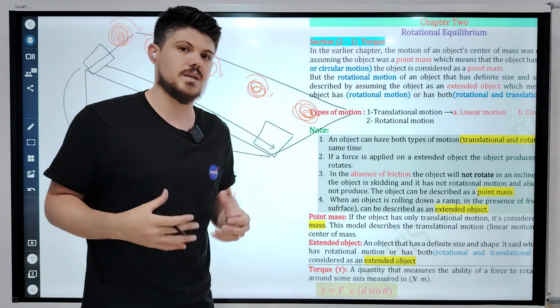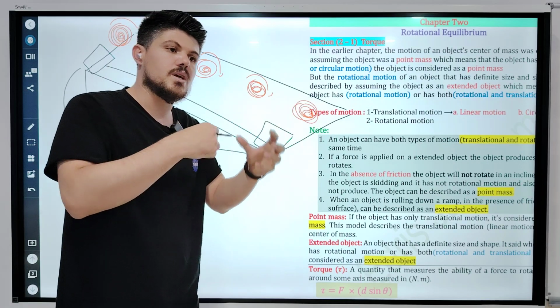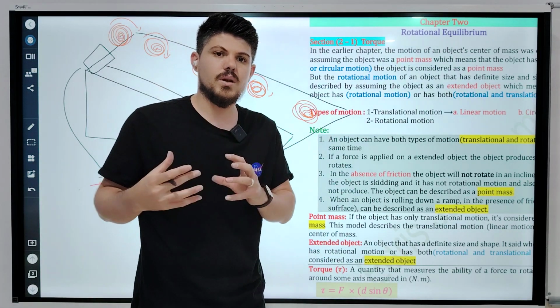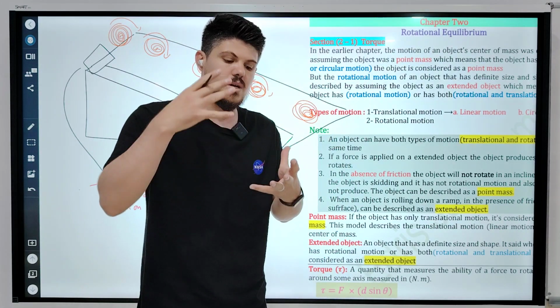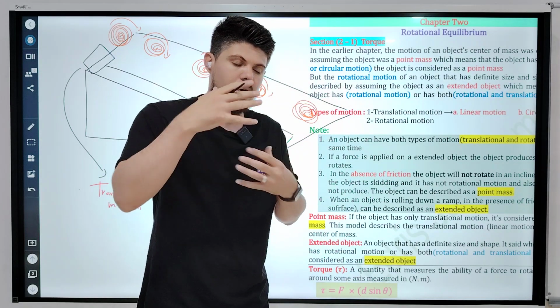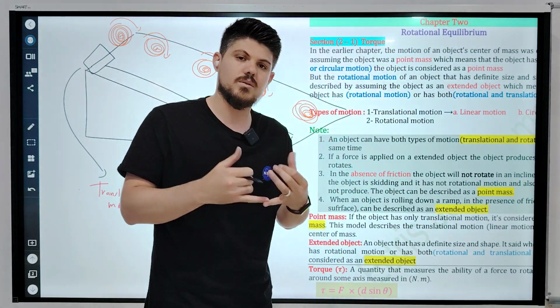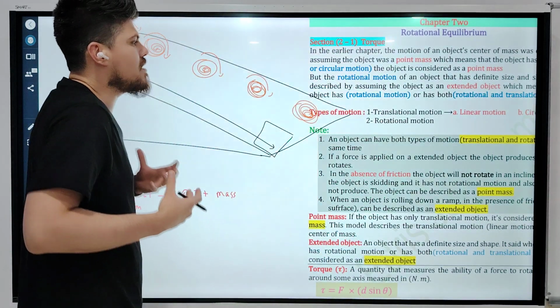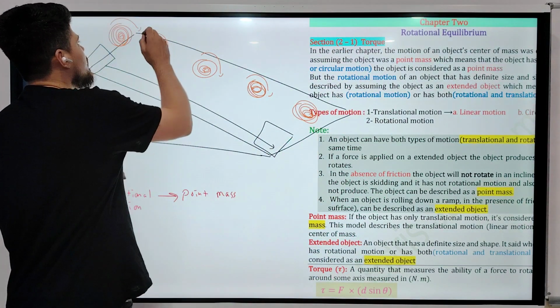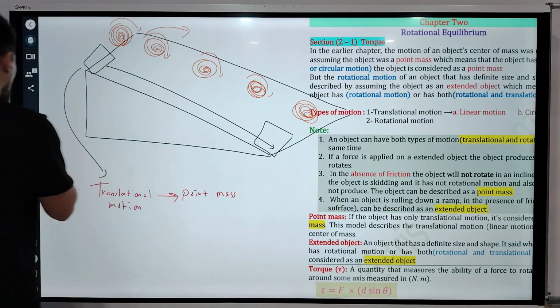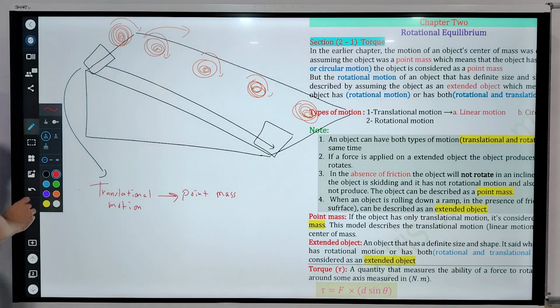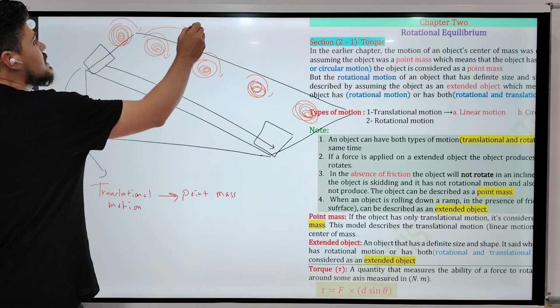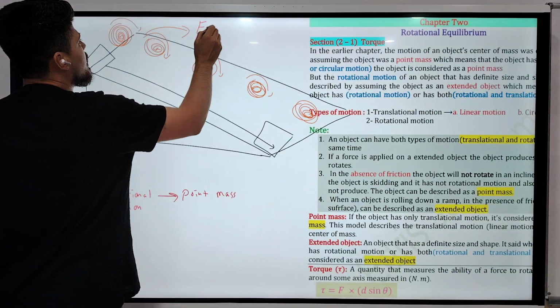So finally, we can see when the bowling ball is rolling down an incline, it has both types of motion, translational and rotational. So if we have both translation and rotation, is this object treated as a point mass or an extended object? This object is treated as an extended object. Be careful.